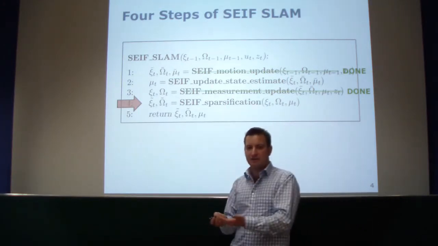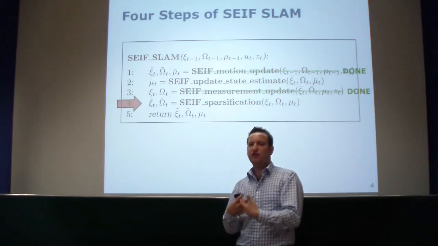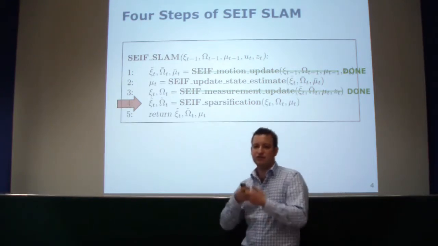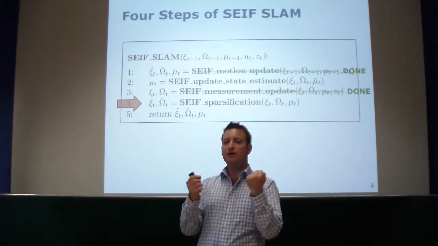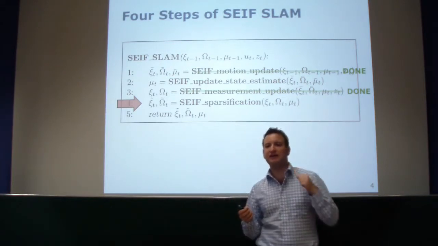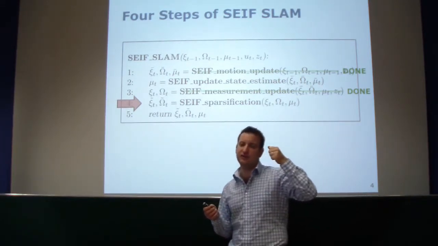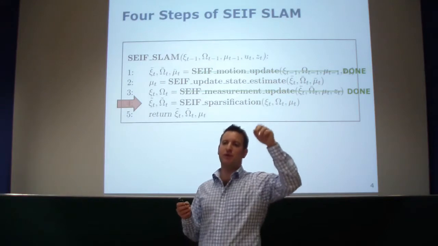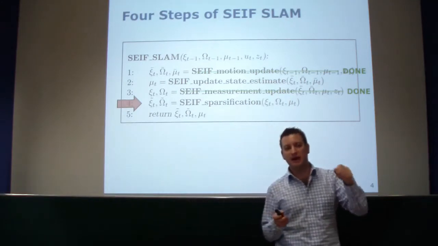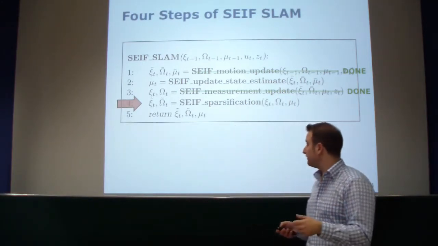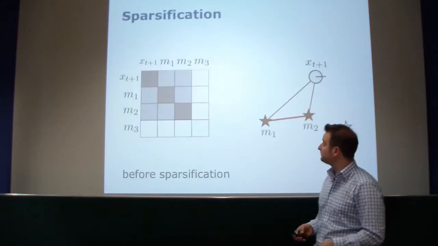That is, we have that matrix, we have features that were active and should now become passive, and how to deal with these direct links, these entries in the information matrix between the robot's pose and those features that are supposed to become passive. And that's what we're looking into.